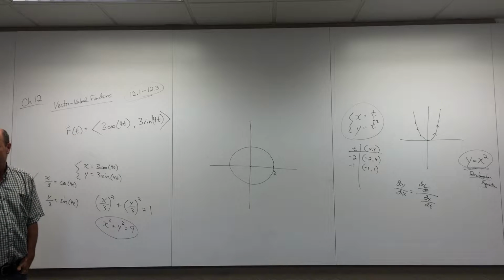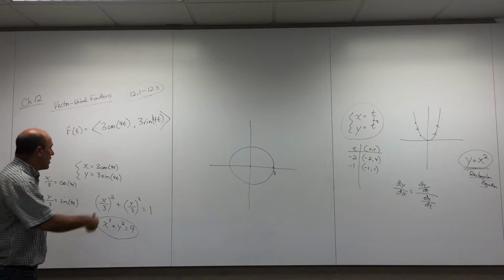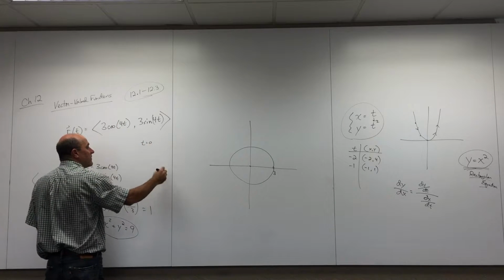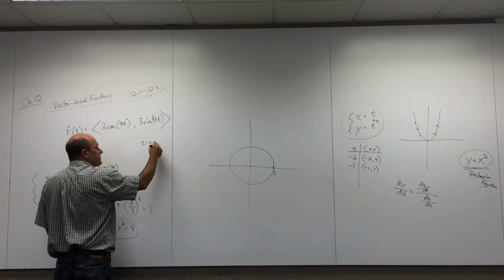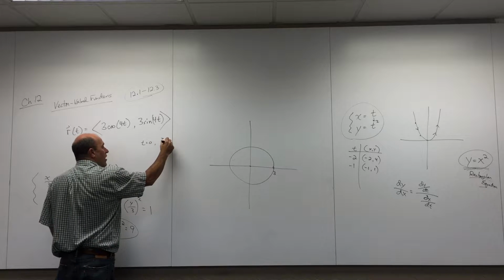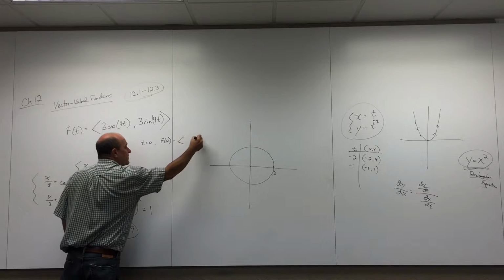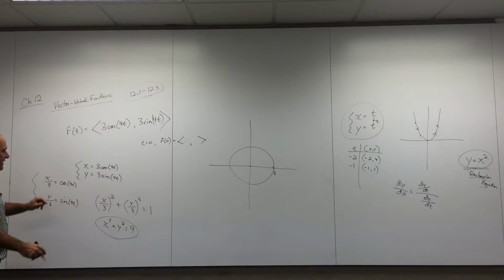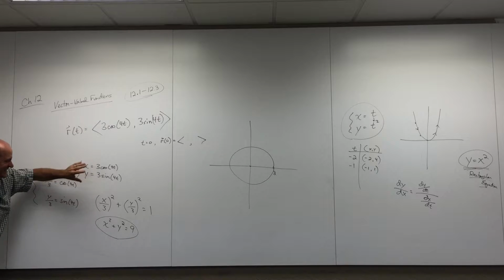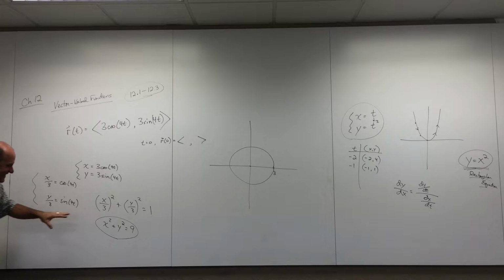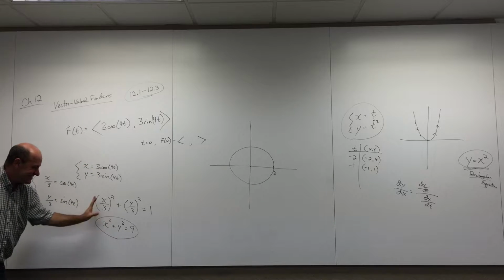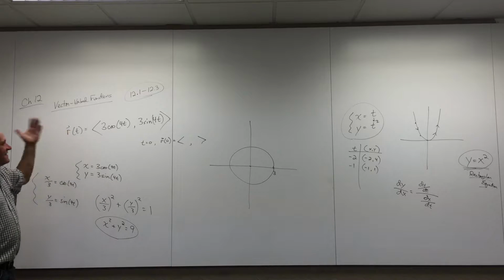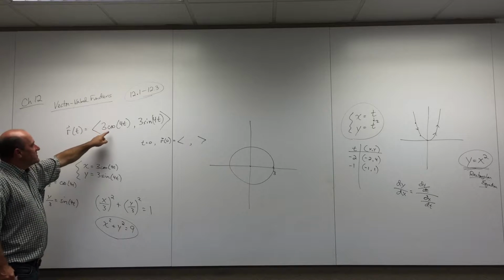And now maybe I should plot a point to see what's going on. Let's plot t equals 0. Plugging it in, what do I get when I plug in t equals 0? Plug in a 0, plug in a 0.